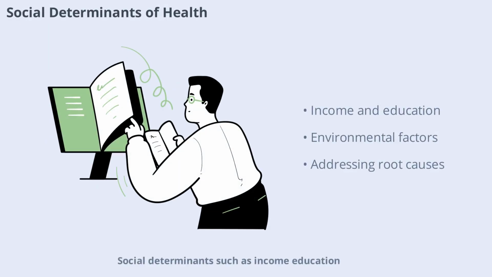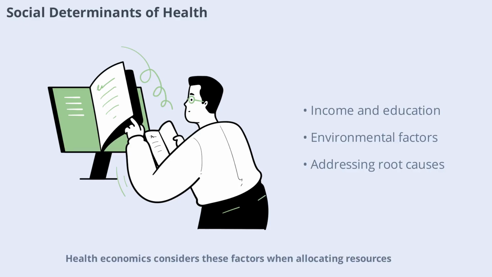Social determinants such as income, education, and environment influence health outcomes and resource needs. Health economics considers these factors when allocating resources, aiming to address underlying causes of poor health. For example, investing in education or housing can improve health more effectively than medical care alone. Addressing social determinants is key to achieving better health for all.